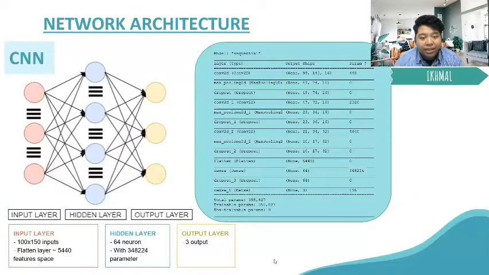In the input layer, there are 100 times 150 pixels as input. We reduce the image by a flatten layer into a 5440 feature space. While in the hidden layer, there are 64 neurons with 348,224 parameters. And lastly, in the output layer, we have three outputs.